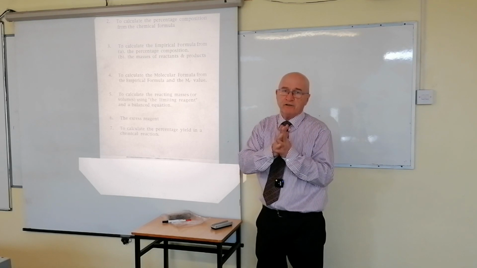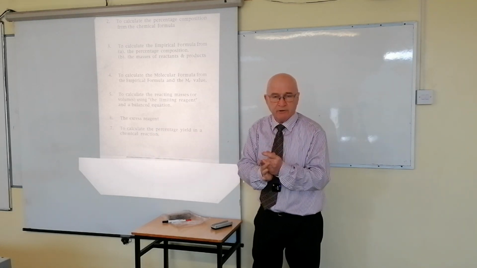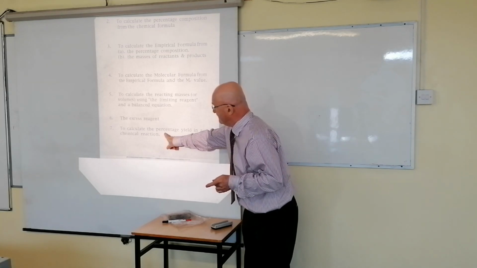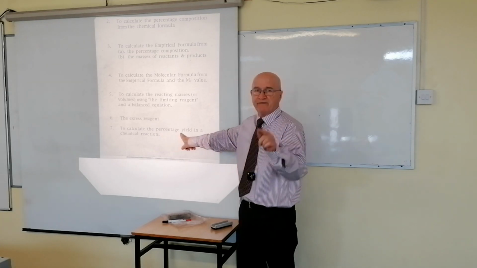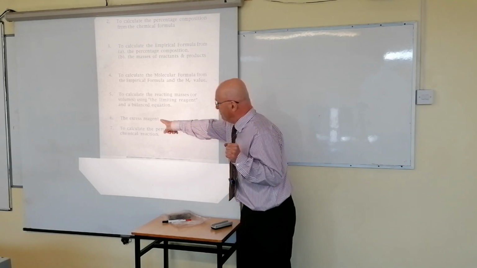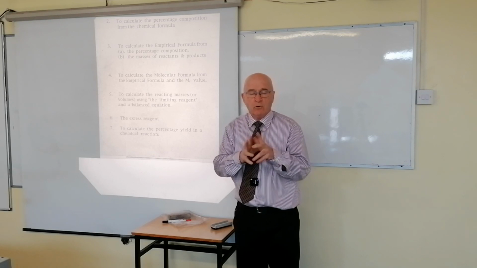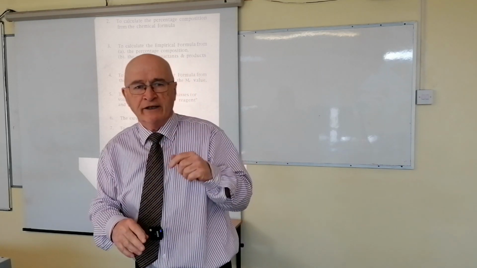Now, I'm about to start another category with you. It's not in the copy you were given. Will you change it, please? The percentage yield is called number 6 on your copy. Will you change that to number 7? And will you insert number 6 in there, please, as the excess reagent? Okay, that's very important, the excess reagent. Now write that in, please, will you?